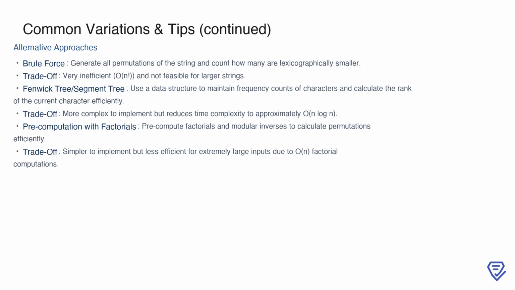By pre-computing factorials and their modular inverses, you can calculate permutations efficiently. This method is easier to implement but may be less efficient for extremely large inputs due to the O(n) overhead of factorial computations. Each of these approaches has its own trade-offs, so the best choice depends on the specific constraints and requirements of the problem you're solving.